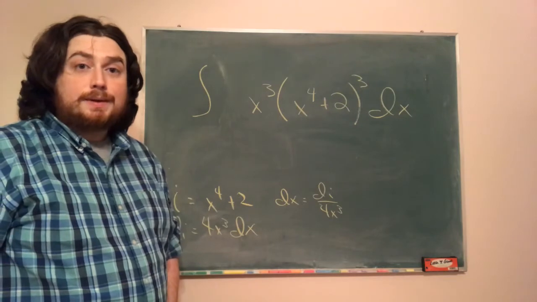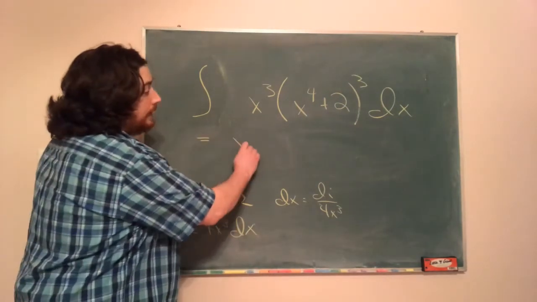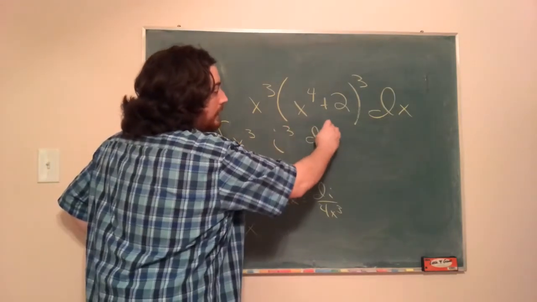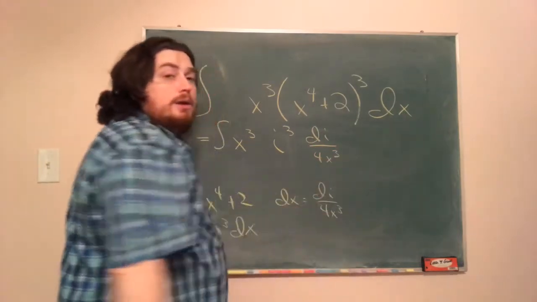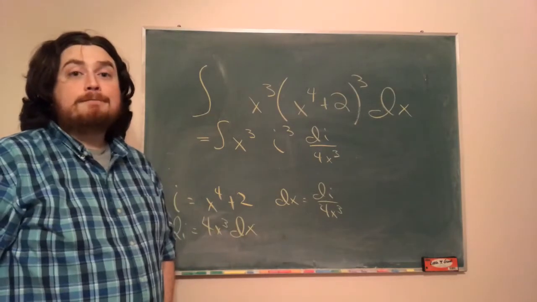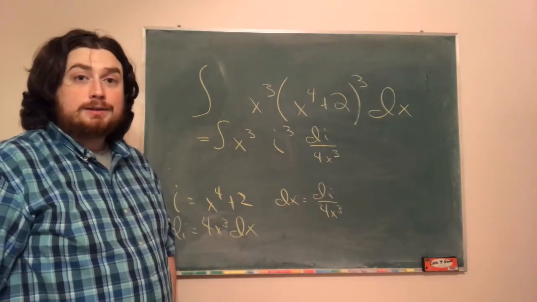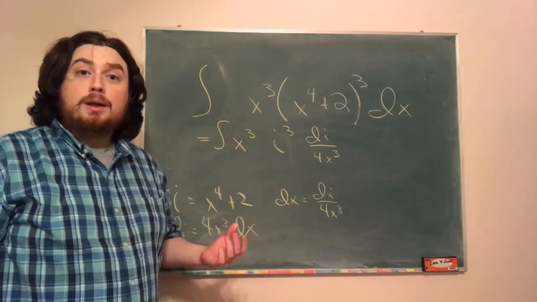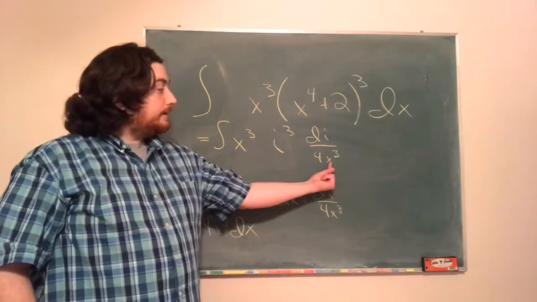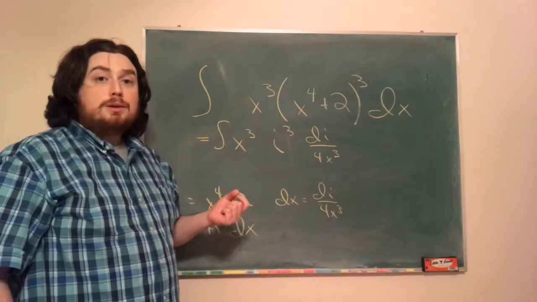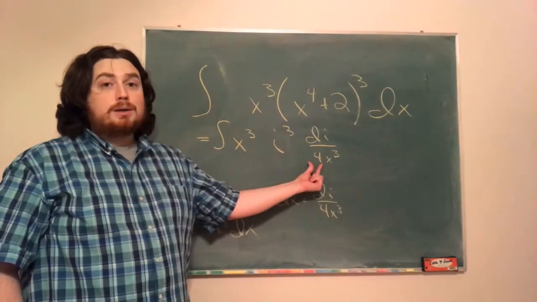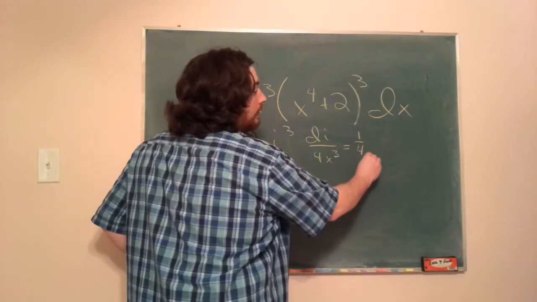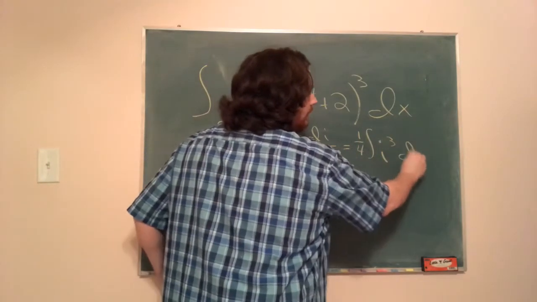Now, let's go ahead and do that substitution. So what we get is the integral of x cubed times I cubed, and then dI over 4x cubed. So what I've done is I've substituted in I, and I've substituted in dx in terms of dI and x. The goal here was to leave everything else alone in the hopes that we could simplify. And lo and behold, the x cubed and the x cubed cancel out. We also have a 4 on the bottom, so we can factor that as a 1/4. So we end up with 1/4 times the integral of I cubed dI.